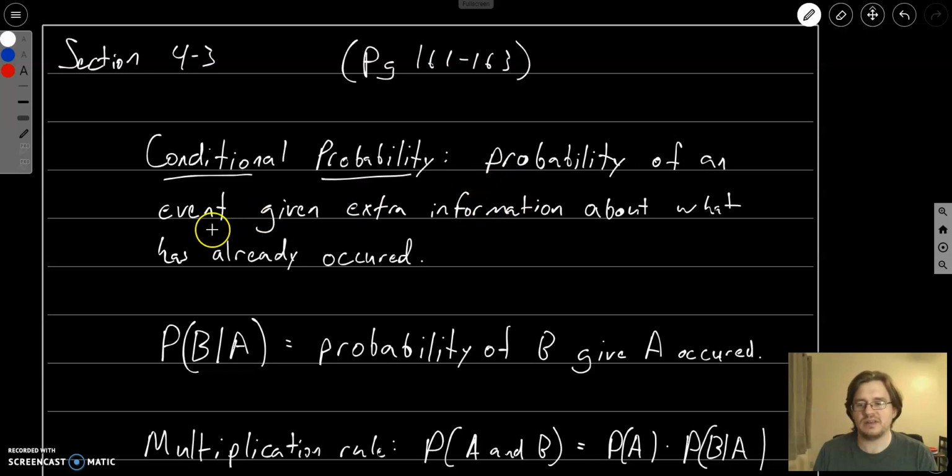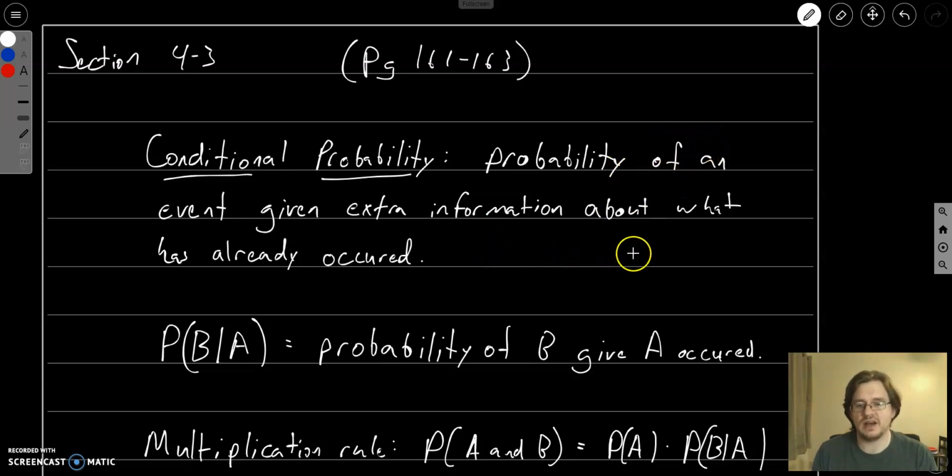Conditional probability is the probability of an event given extra information about what has already happened. So the probability that an event may occur may change if you're given some extra information on things that have already occurred in the past. So the probability is conditional on an outside event.